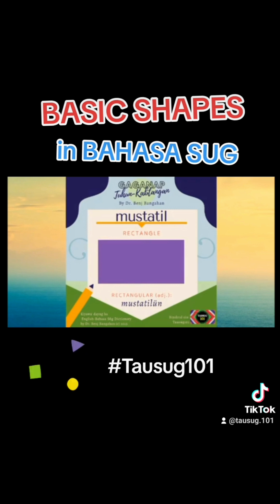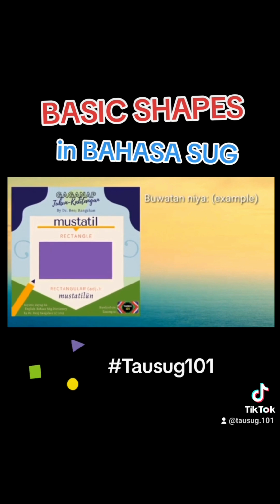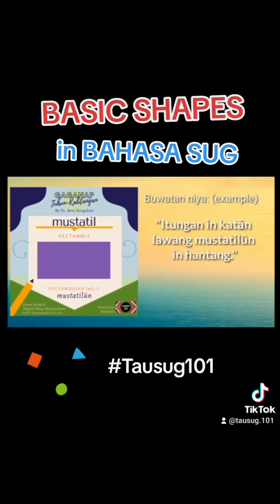In English, rectangle. When using it as an adjective, we say mustatilun. An example: hitungan in kataan lawang mustatilun in hantang. Almost all doors are rectangular in form. Mustatil.